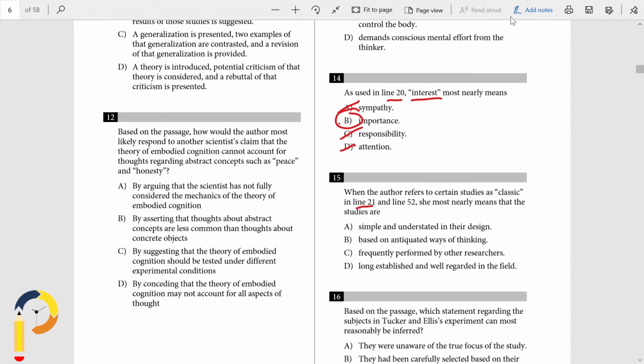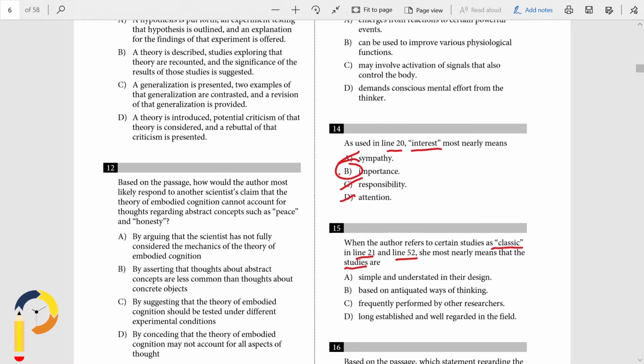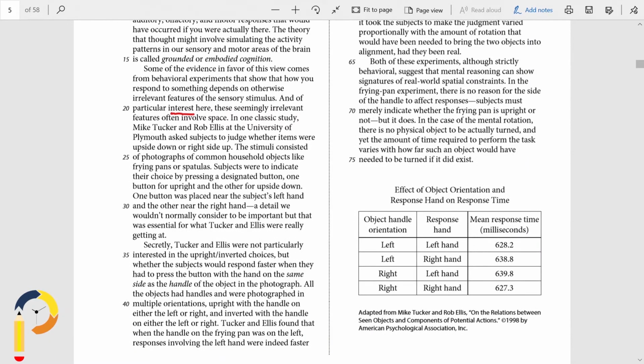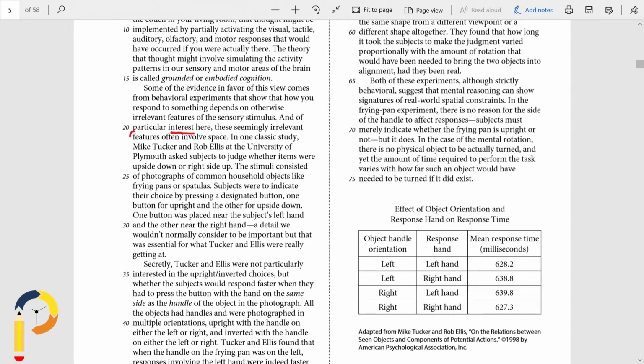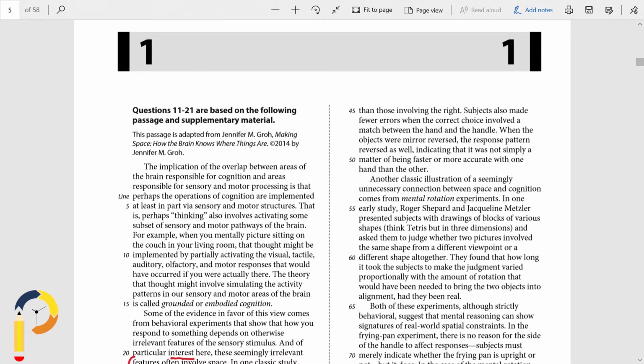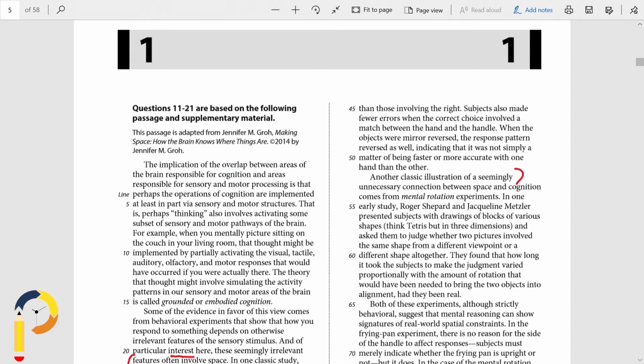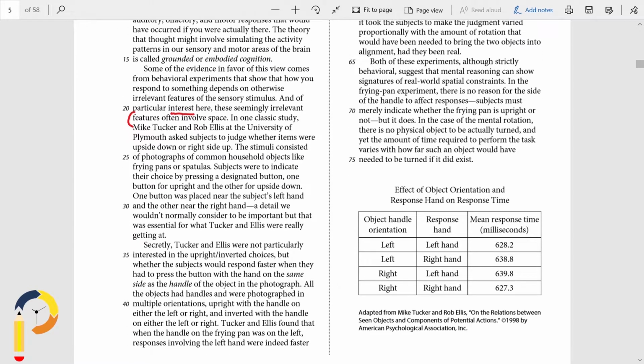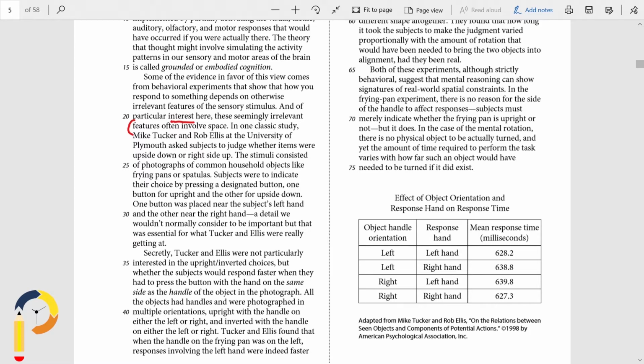Another line reference question, lines 21 to 52. What are we looking for when the author refers to certain studies as classic? She most nearly means that the studies are... Okay, what does the author mean by the usage of the word classic about studies? Lines 21 to 52. All right, so let's look at these lines. Again, for the ones who have read this passage once, you could read really fast. You could skim if required. For the ones who have not, go slow.